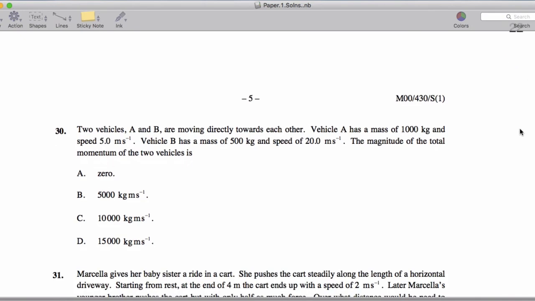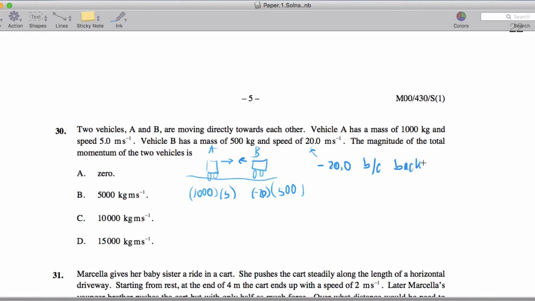Then for number 30, we've got two vehicles moving towards each other. Let's sketch it out. So we've got A and we've got B, and they're moving towards each other. We've got 1,000 moving at 5, and we've got 500 moving at -20. Again, going backwards. That's why I put the negative there. I'm going to write -20 because it's going backwards. We know it's going backwards because they're moving towards each other.